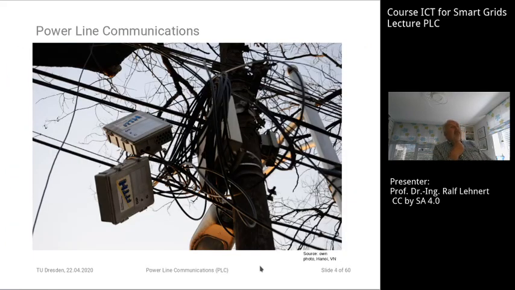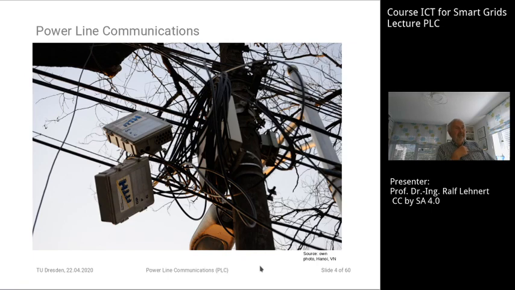To use the power line for communications, we have to modulate data onto the power line, and doing this means you need a modulator, demodulator, a modem, which you perhaps know from your home access network to access the internet. And here is a picture which we took in Hanoi, Vietnam, where we studied our first PLC implementation network.